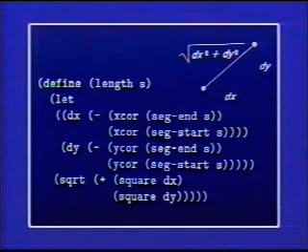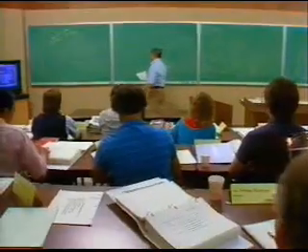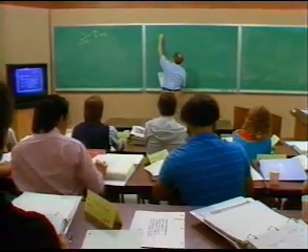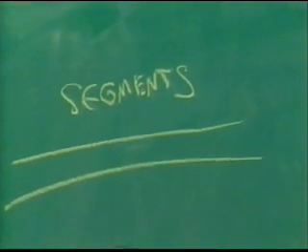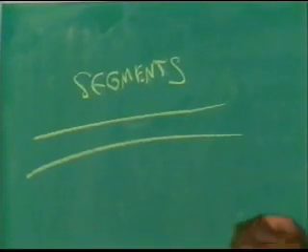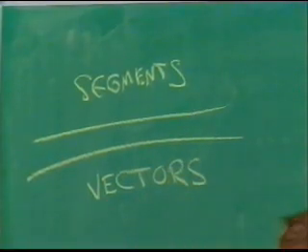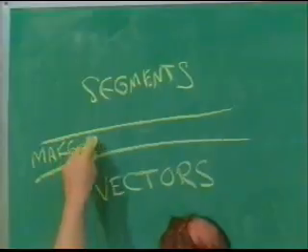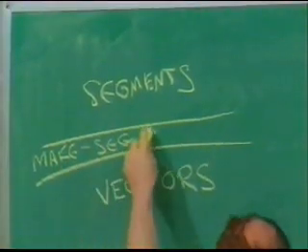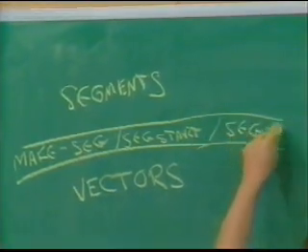And again, what we built is a layered system. Right, we built a system which has, well, say up here there are segments. And then there's an abstraction barrier. Right? The abstraction barrier separates the implementation of segments from the implementation of vectors and points. And what that abstraction barrier is are the constructors and selectors. It's make segment and segment start and segment end.